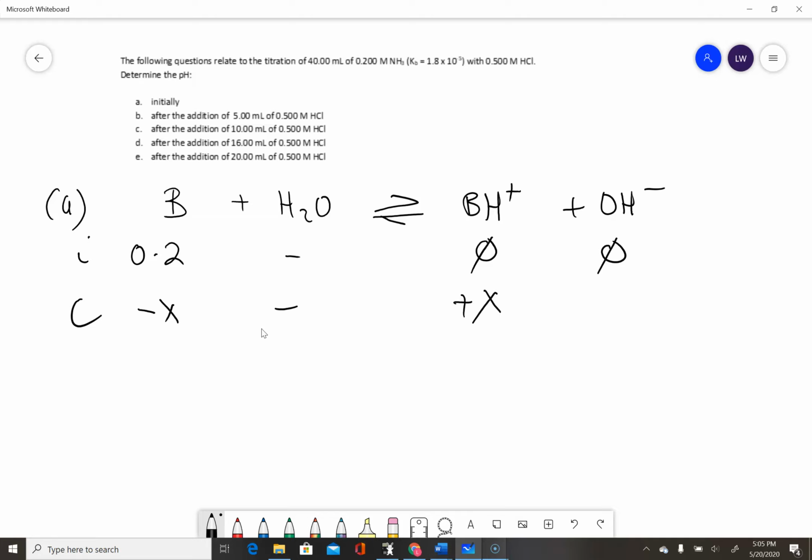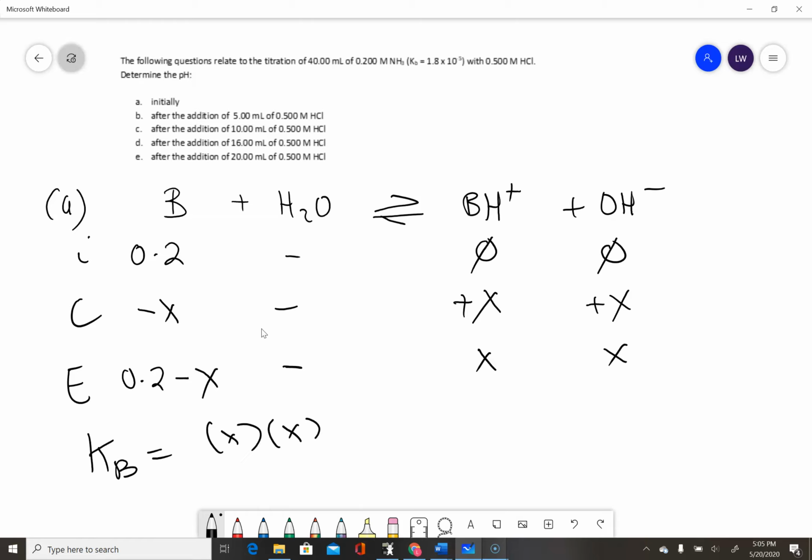The concentration of our conjugate acid will increase by X, as will the concentration of hydroxide ion. Once we get to equilibrium, the concentration of our base will be 0.2 minus X. We're not interested in the water. And the concentration of the conjugate acid will be X, as will be the concentration of hydroxide ion. So KB is simply going to be our product concentrations over our reactant concentrations, and that's going to be equal to 1.8 by 10 to the minus 5 in this case.